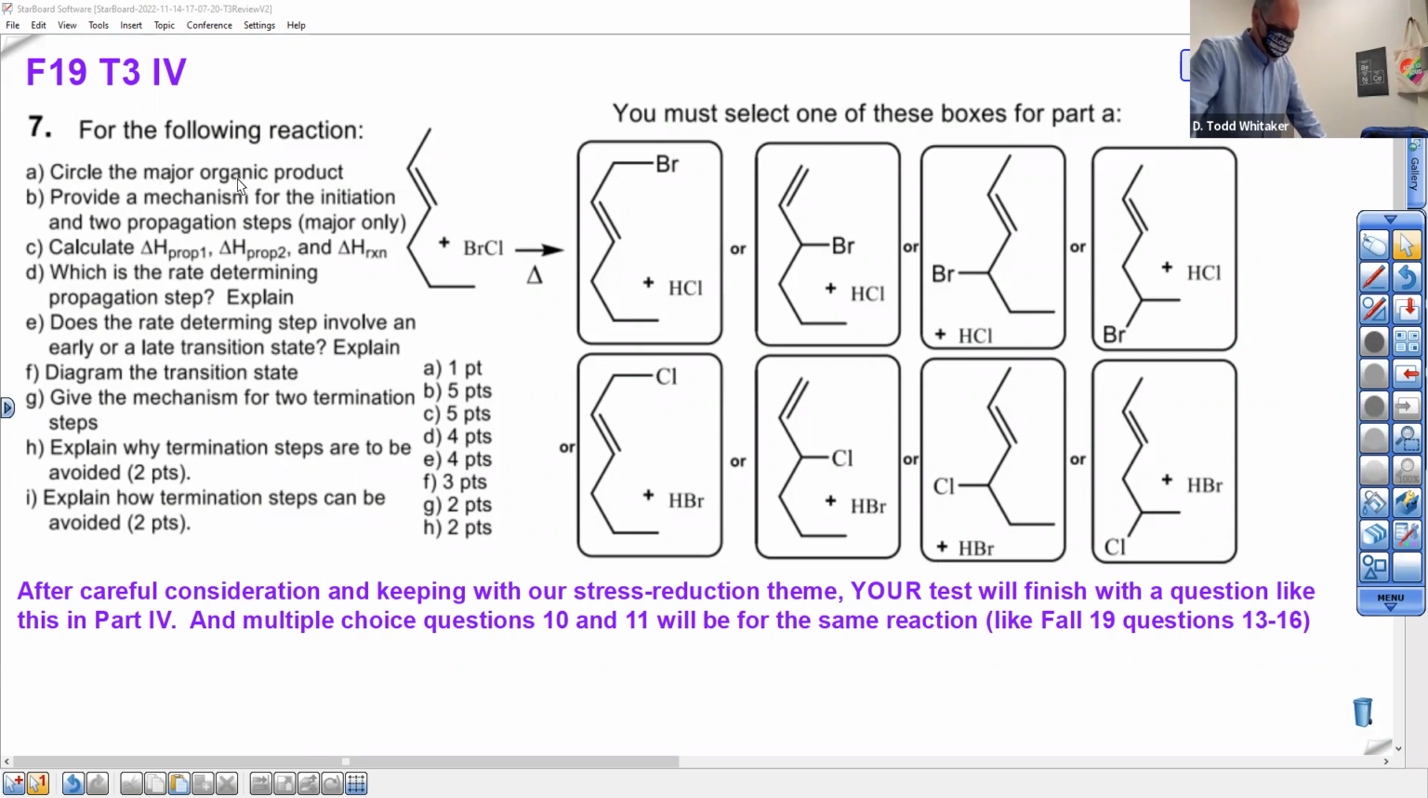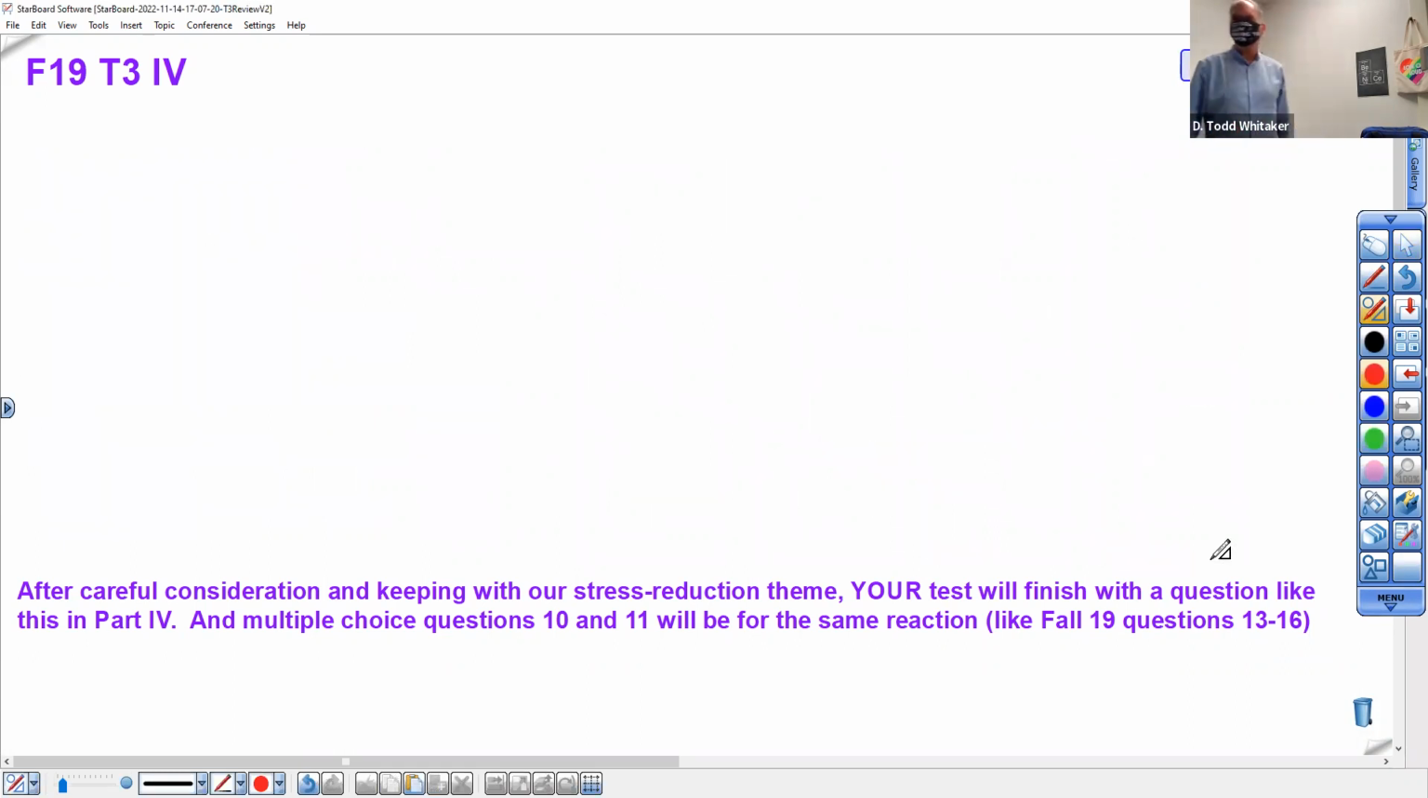So we're going to circle the major product, but that's the hard point. Remember, why do we get rid of these 4 products immediately? They're gone.